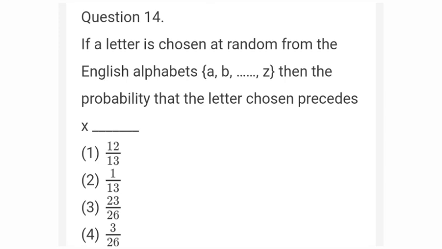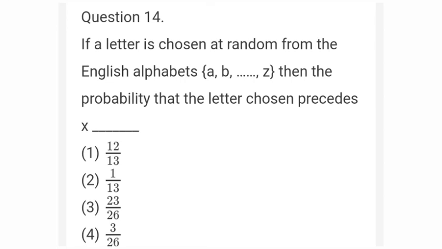Question number 14. If a letter is chosen at random from the English alphabets A, B, C, to Z, then the probability that the letter chosen precedes X. Okay. The option 1 is 12 by 13, option 2 is 1 by 13, option 3 is 23 by 26, option 4 is 3 by 26. What is the sample space? That is A to Z. Therefore, how many number of letters? N of S equal to 26.